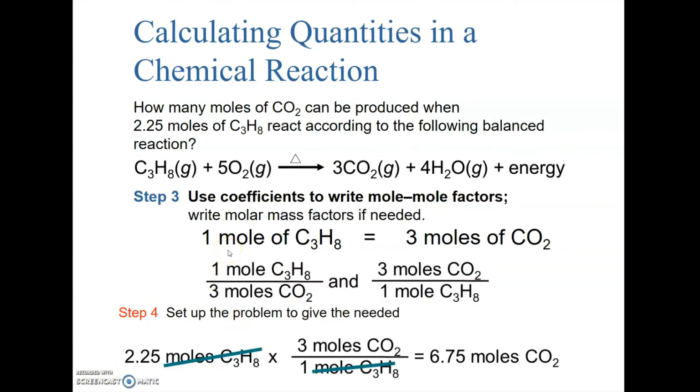So according to the balanced chemical equation, for every 1 mole of C3H8, 3 moles of CO2 will be produced. This is our equality. We can use this equality to set up conversion factors. This is the given amount in the problem, which is 2.25 moles of C3H8, and we need to change that to the moles of CO2. And we need to get rid of C3H8. That's why C3H8 from this conversion factor goes right in here. And when you multiply these two together, then these two will cancel out. Then that's the number that you get for the moles of CO2.